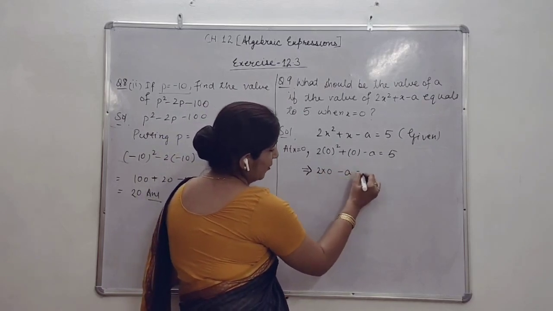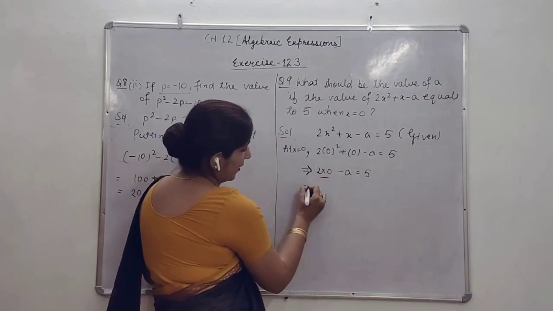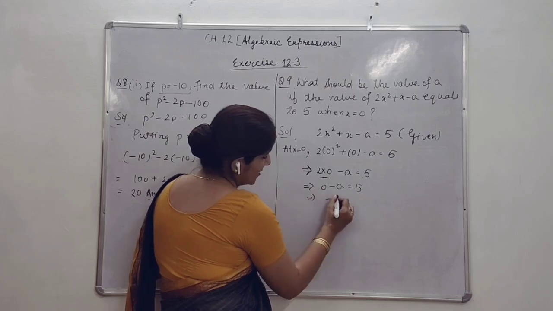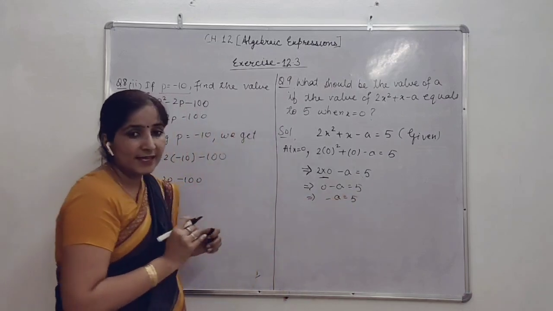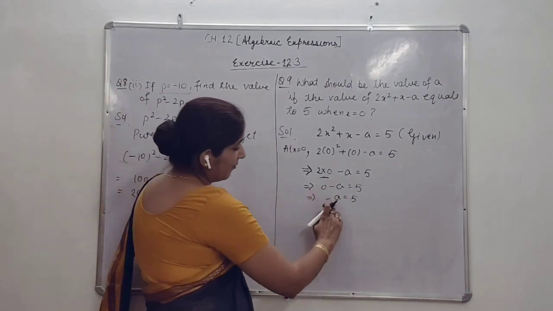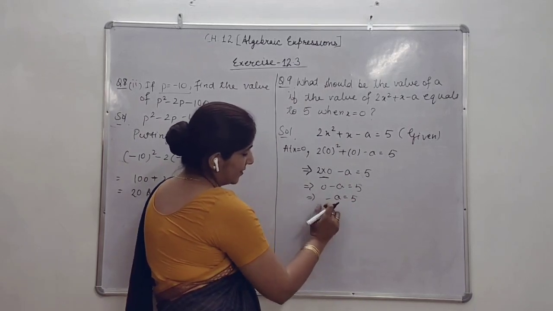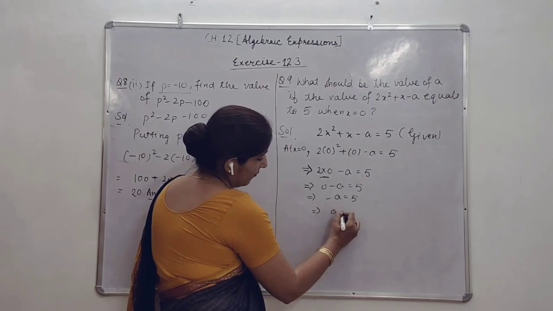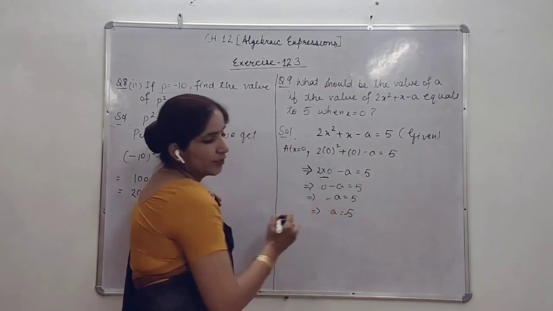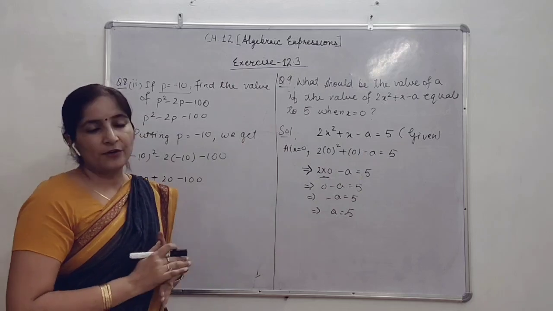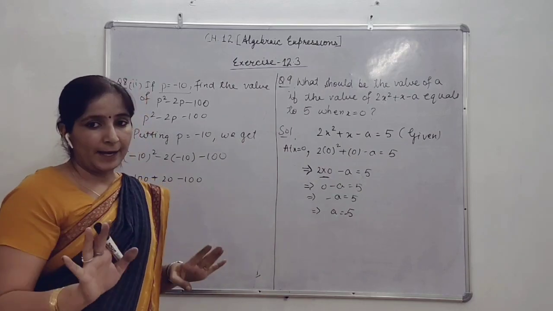Now minus a equal to 5. So that will also become 0. So 0 minus a equal to 5, and then minus a equals to 5. Now if we transpose this minus a to that side and the 5 comes to this side, after solving the result becomes a equals to minus 5. So in this way you have solved question number 9.